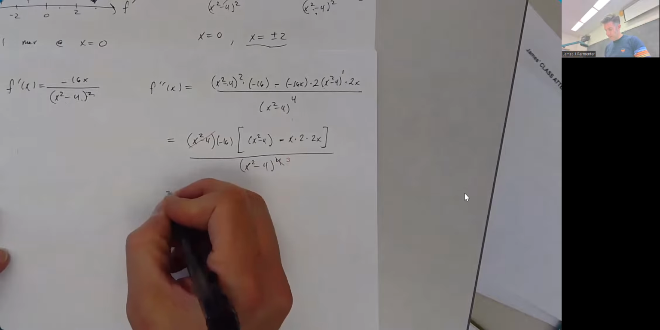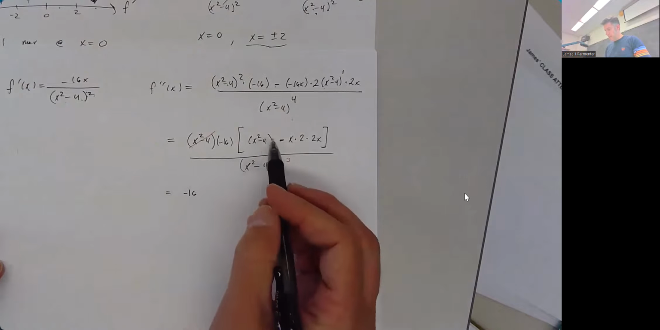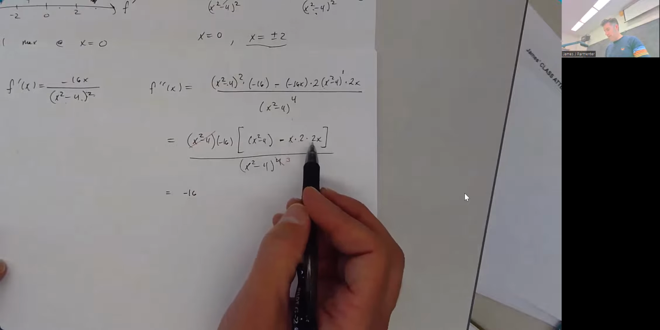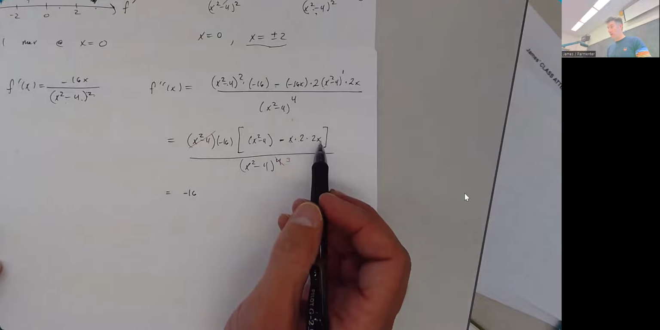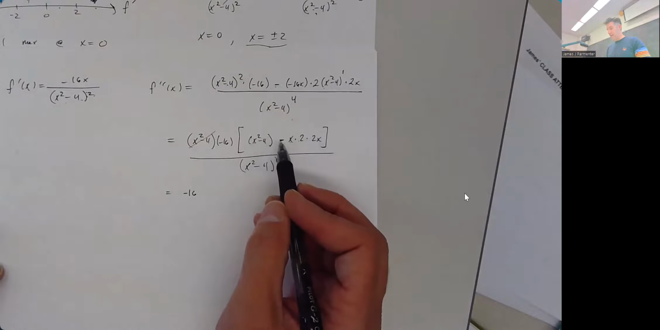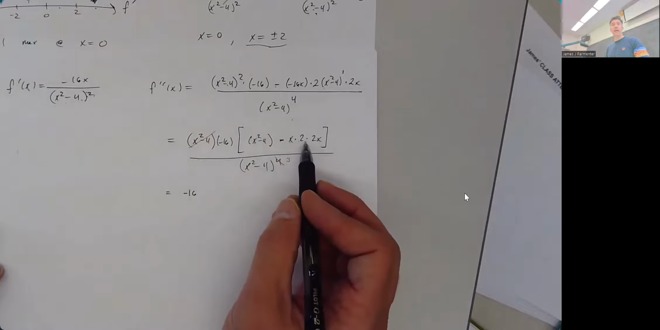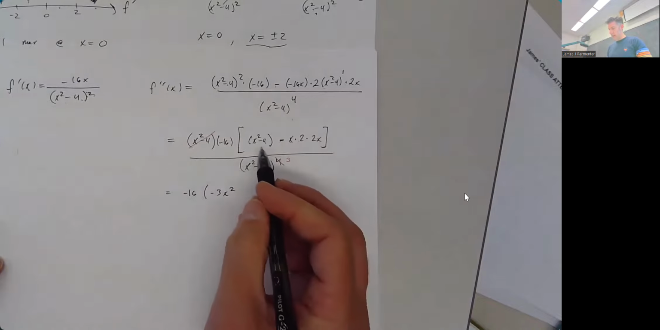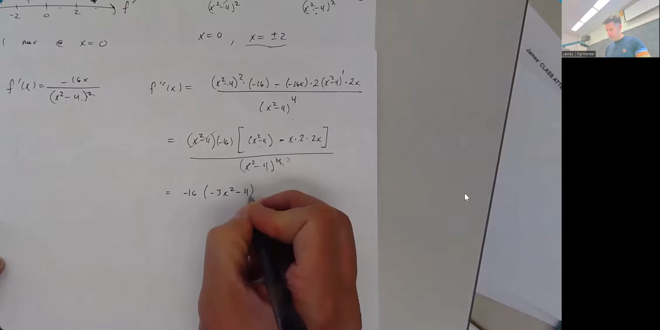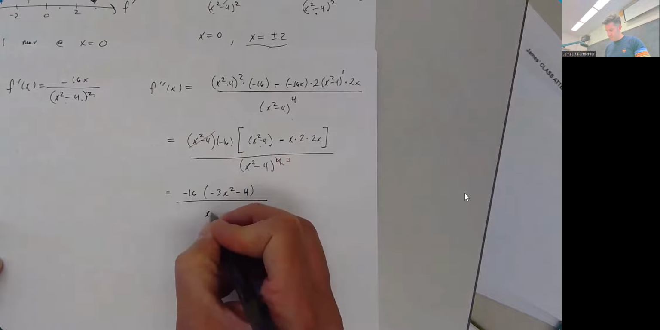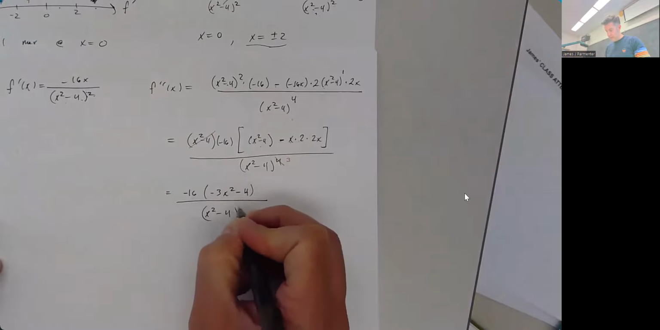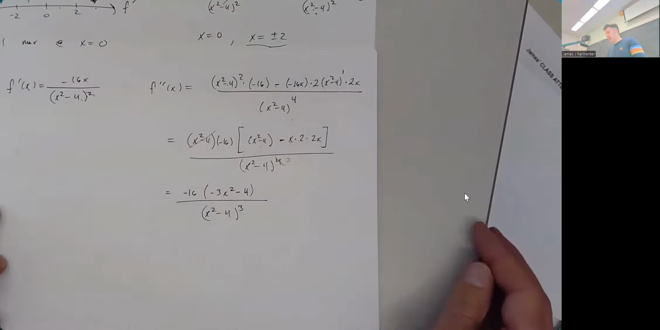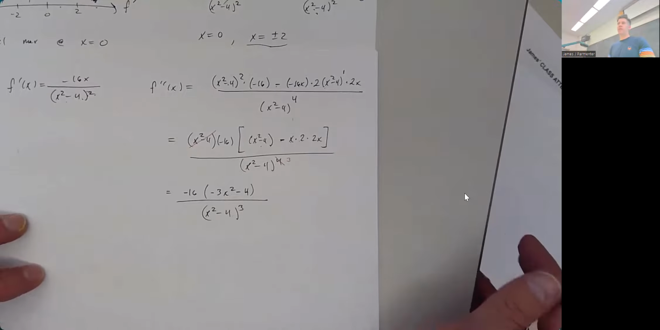So I've got a negative 16. x times 2 times 2 times x is 4x squared. I have x squared minus 4x squared. That's going to be a negative 3x squared. And then I have a minus 4. Okay, yeah, that works out fine. Over x squared minus 4 cubed. All right, here's kind of, maybe not, no, it's a little disappointing. I'm not gonna lie, it's a little disappointing.